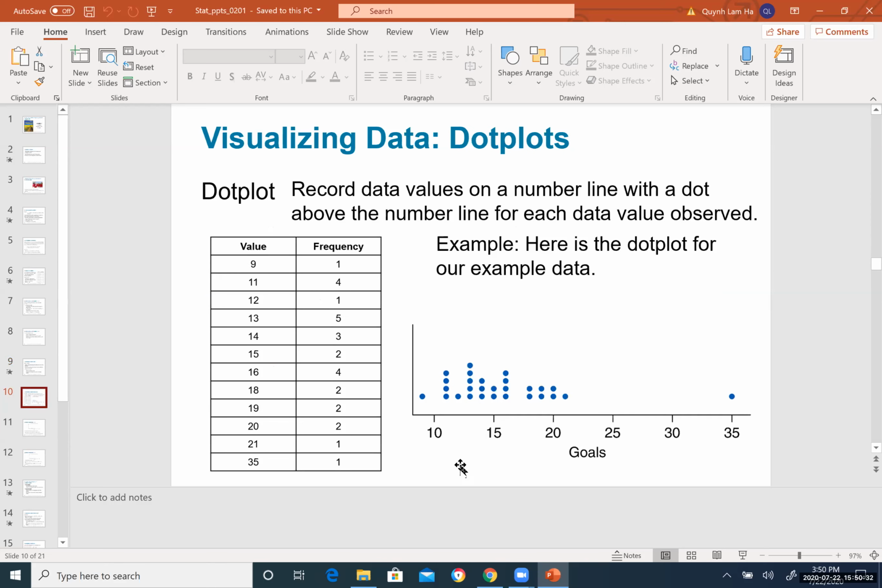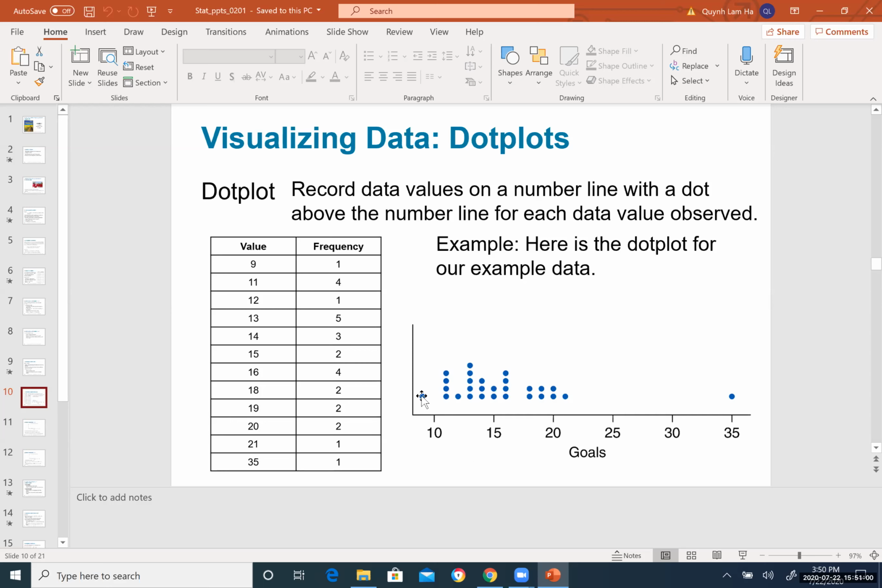Okay, so this is a dot plot. Using back the example we talked about, this is the frequency table, and they're using this data to make it visual by using a dot plot. So when they make it a dot plot, what does it mean? Let me help you how to read this.